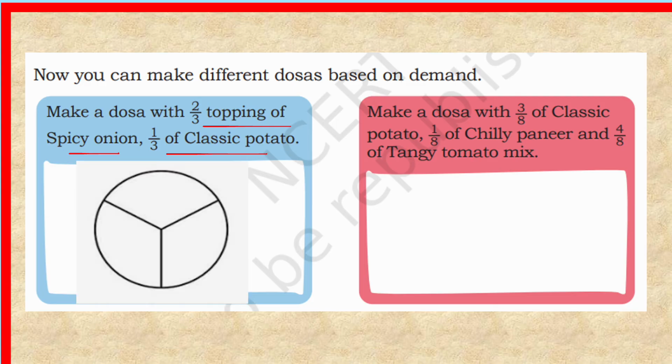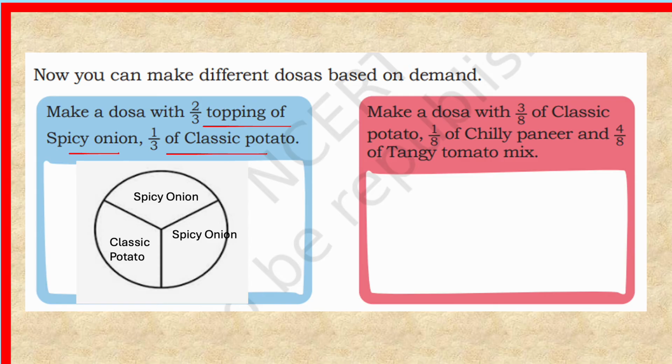See, this is the dosa. We divided the dosa into 3 equal parts. Then 2/3 topping of spicy onion. Out of 3 parts, 2 parts contain spicy onion. See, 2 parts contain spicy onion. Then 1/3 of classic potato. Out of 3 parts, 1 part contains classic potato.